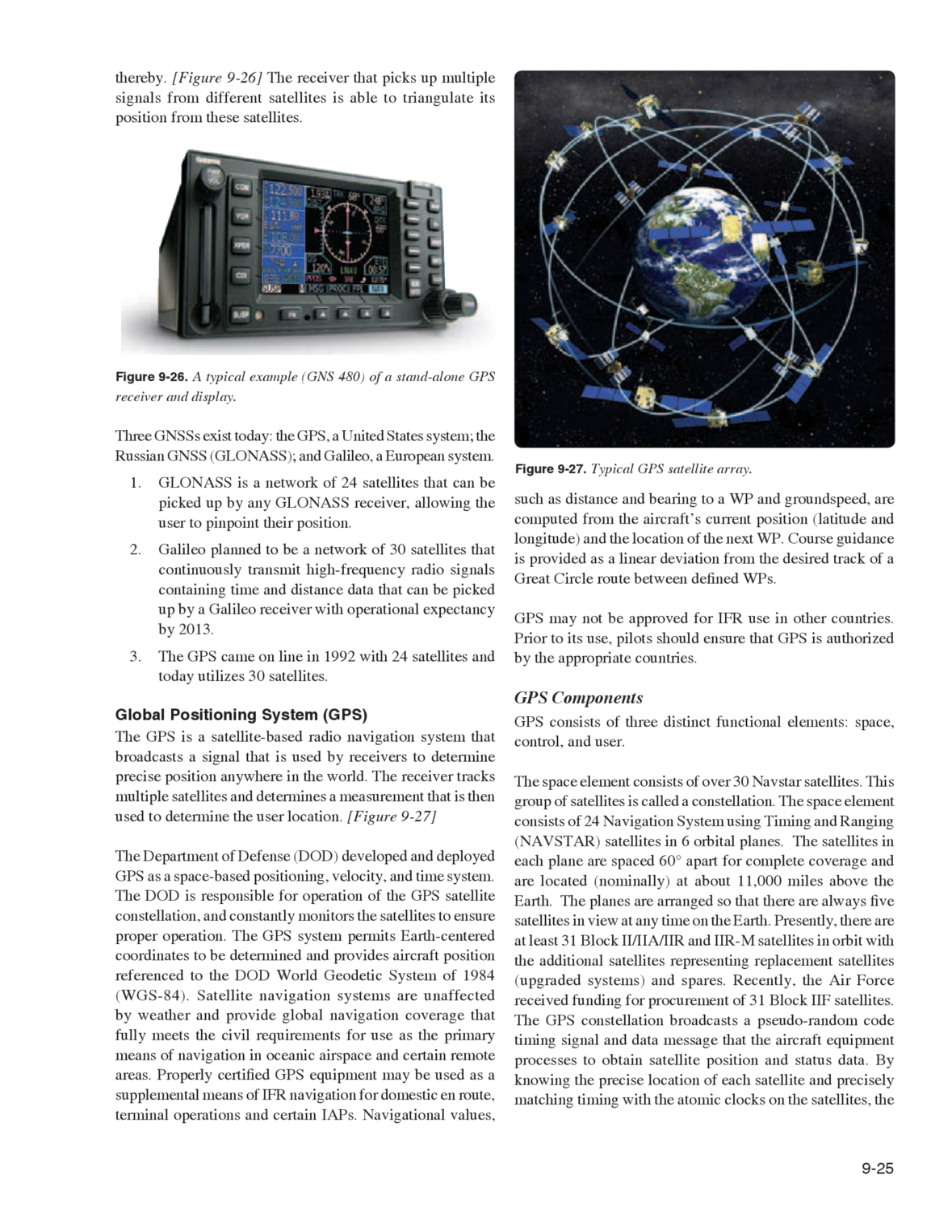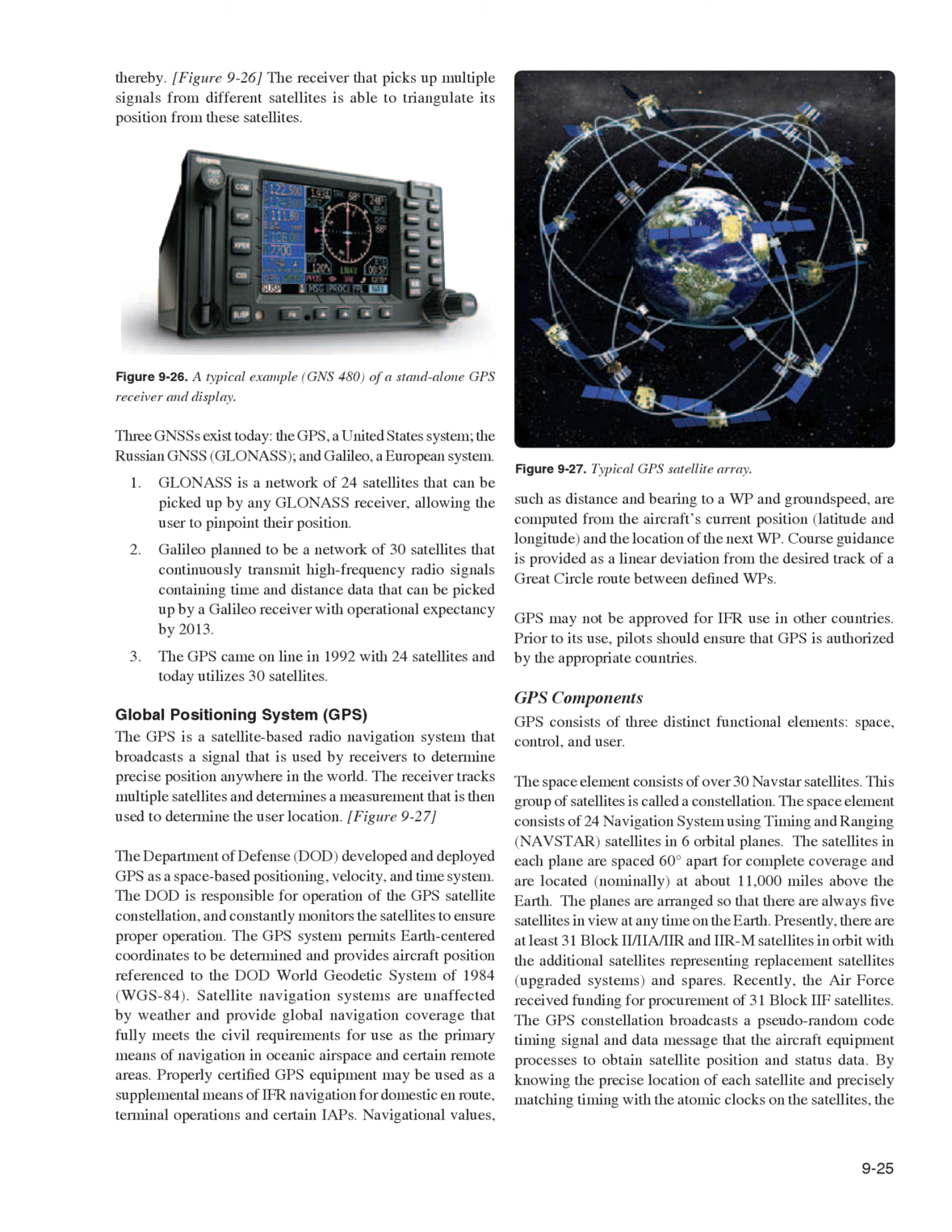Properly certified GPS equipment may be used as a supplemental means of IFR navigation for domestic en route, terminal operations and certain IAPs. Navigational values, such as distance and bearing to a WP and ground speed, are computed from the aircraft's current position, latitude and longitude, and the location of the next WP. Course guidance is provided as a linear deviation from the desired track of a great circle route between defined WPs. GPS may not be approved for IFR use in other countries. Prior to its use, pilots should ensure that GPS is authorized by the appropriate countries.